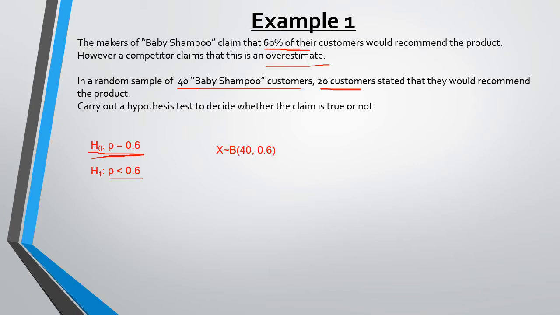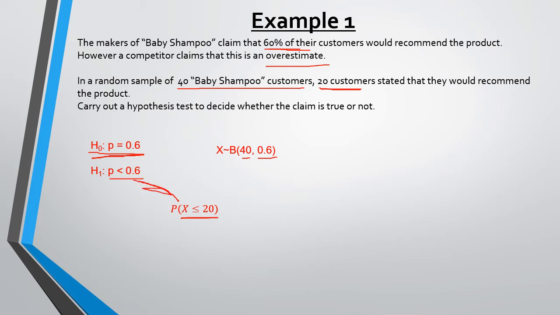So what we know already is X is distributed binomially, X being the amount of customers that would recommend a product. 40 sample size, and we're assuming that 60% of the customers would recommend it. And we're going to work out the probability of getting those 20 customers or less. Now as a little hint, how do I know this is less than or equal to? Most of the time it's connected to my H1. I'm looking for P less than 0.6, so I'm doing less than or equal to here. We'll see in a minute in the next example what if it's not that easy. But ideally these will always be connected.